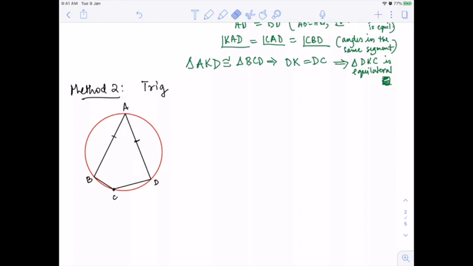So already part of the drawing is done. So let's call this angle X and this angle Y. Okay, that way we can chase all the following angles: this angle is y because angles in the same segment, and this angle is x because angles in the same segment.